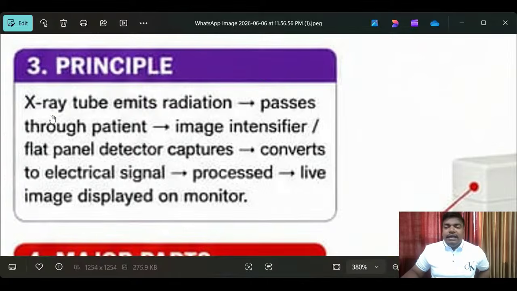See here. X-ray tube emits radiation, passes through the patient, through the image intensifier, the flat panel detector captures it, converts it to an electrical signal, processed, and the live image is displayed on the monitor. So this is the way. I am giving live sessions, so try to listen and capture the things, and you have to implement them in your day-to-day life. That is very, very important.